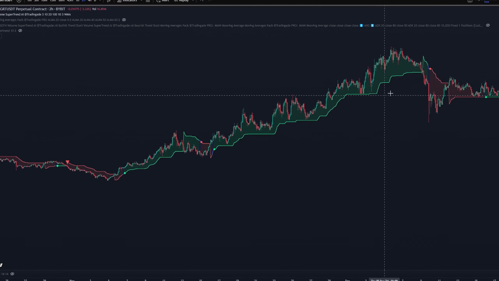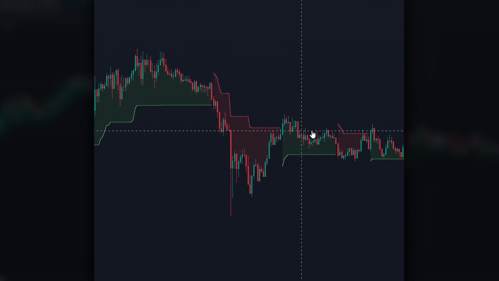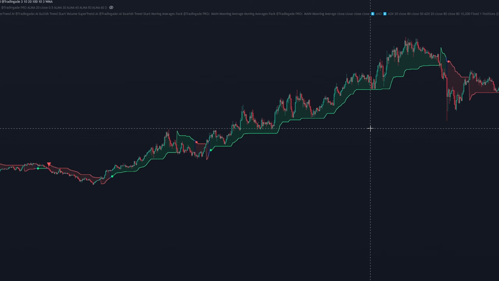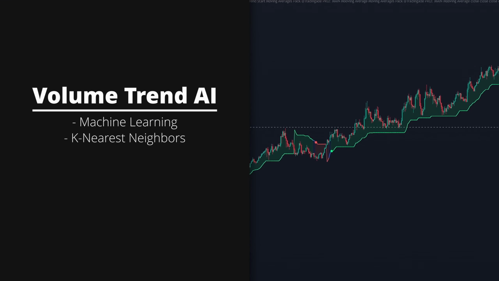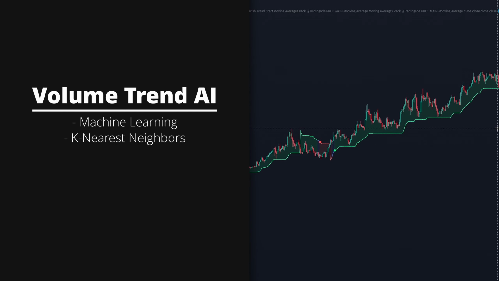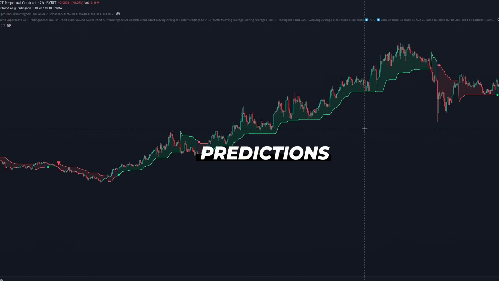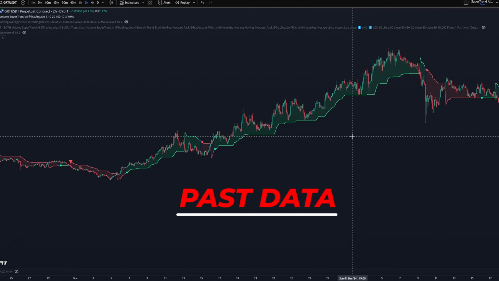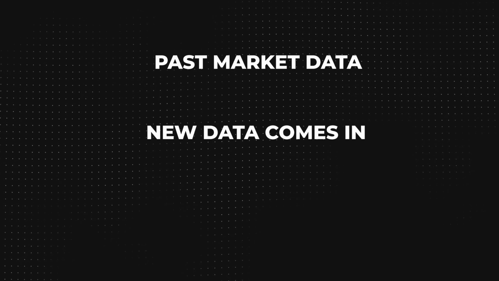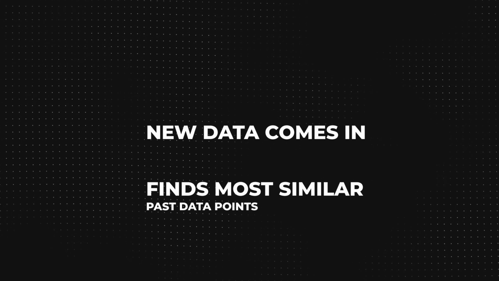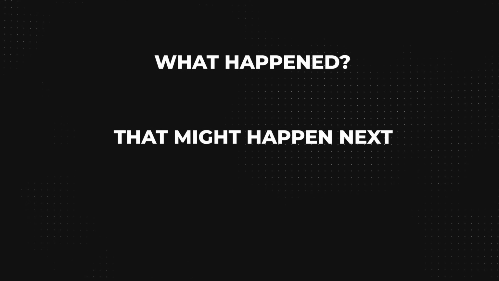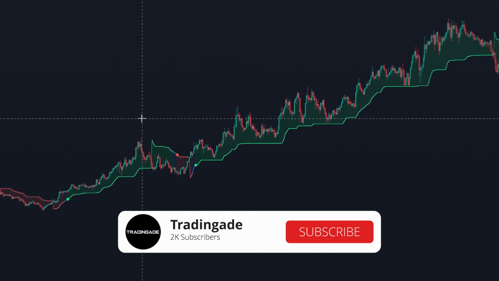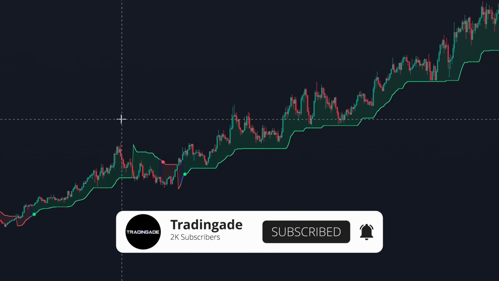The visual representation is quite similar to the original SuperTrend, but the real difference between the AI version and the regular one is that the Volume SuperTrend AI uses machine learning, a method called k-nearest neighbors, to improve predictions. It's a simple way to make predictions based on past data. How does it work? It looks at past market data, and when new data comes in, it finds the most similar past data points. It checks what happened to them and guesses what might happen next. It applies the same logic of past data to the new data, assuming that they will work in a similar way.